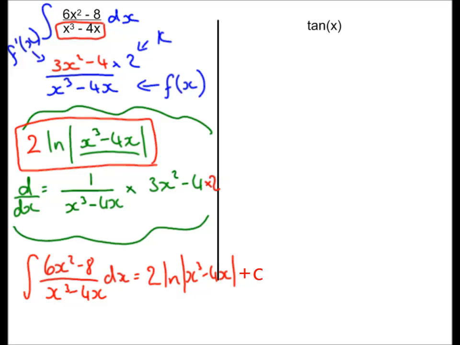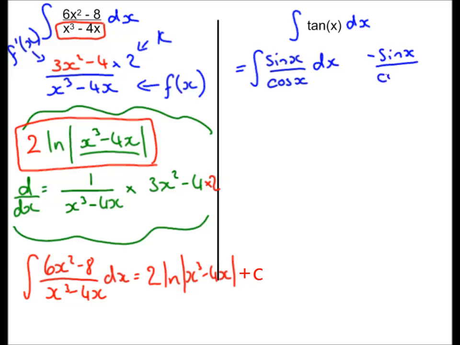Again, the trig ones can be hard to spot. The classic one in this case is tan x. Now this is in the formula book, but you can be expected to show it, so you do have to learn this. The integral of tan x, well, we know that tan x is sine x over cos x, and if I differentiate cos x, I get minus sine x. So I get minus sine x over cos x times minus 1.